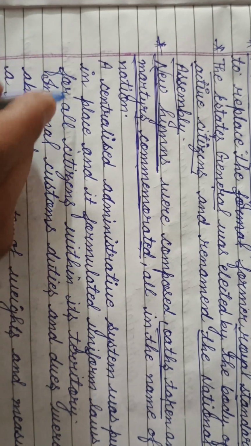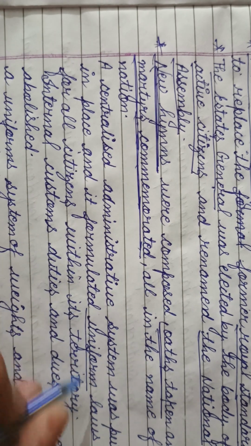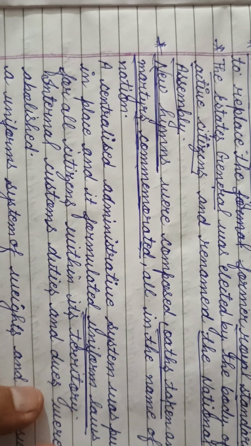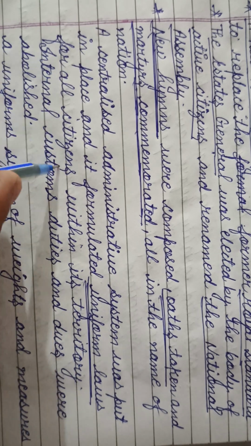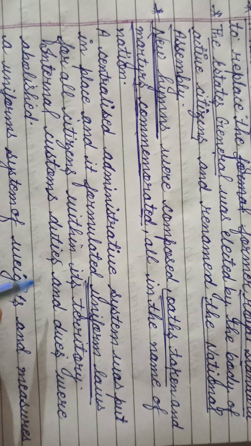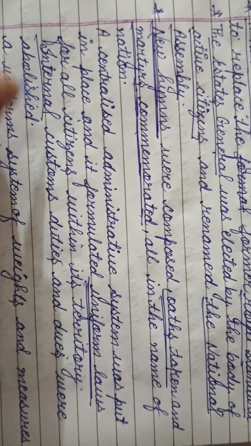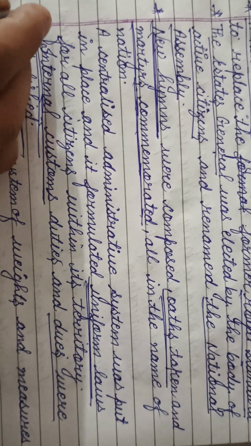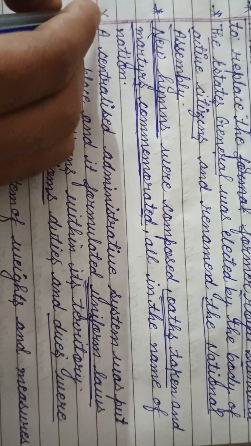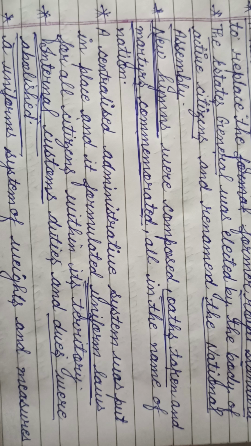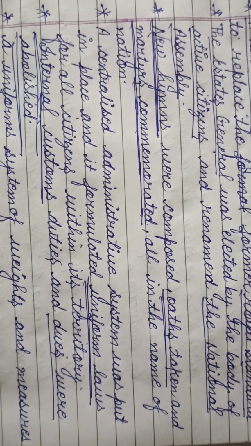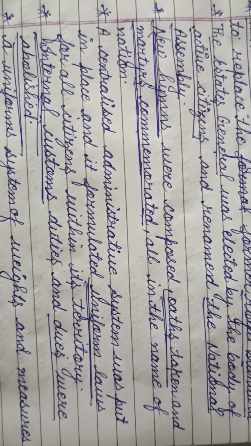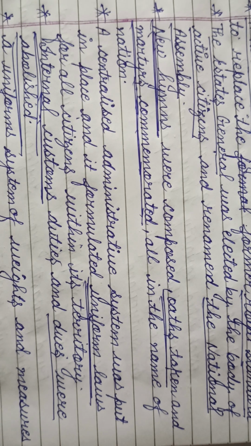A centralized administrative system was put in place. It formulated uniform laws, meaning the law would be equal in the whole nation, for all citizens within its territory. Internal customs duties and dues were abolished, meaning finished. There were no customs duties now. A uniform system of weights and measures was adopted, meaning everywhere weights and measures would be the same, as the law is equal.